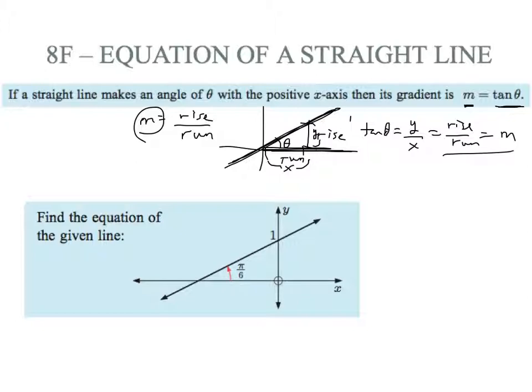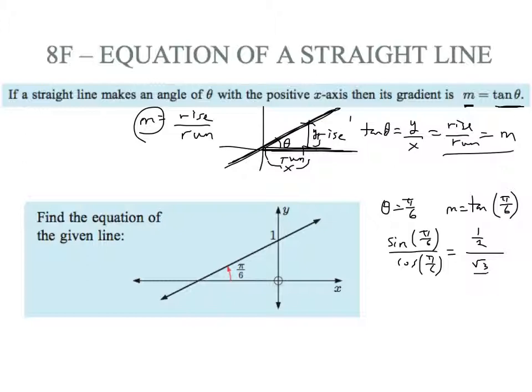Okay, so let's try a problem here. It says find the equation of the line that's given. We know that theta here is pi over 6. So m must be the tangent of pi over 6. And what's the tangent of pi over 6? That's going to be the sine of pi over 6 over the cosine of pi over 6, right? And what's the sine of pi over 6? That's the sine of 30. So eventually I want you to memorize this. That's going to be 1/2 over the cosine of pi over 6, which is root 3 over 2. So that becomes 1 over root 3, which is the same as root 3 over 3. So that's my slope.